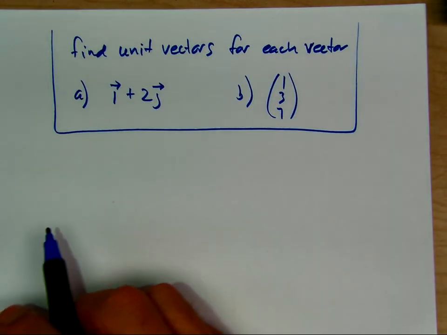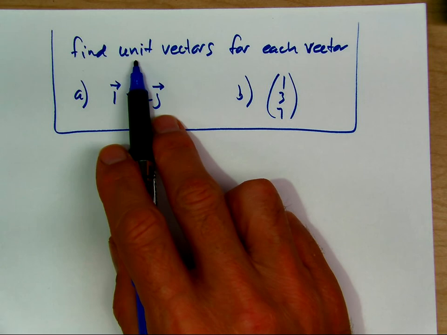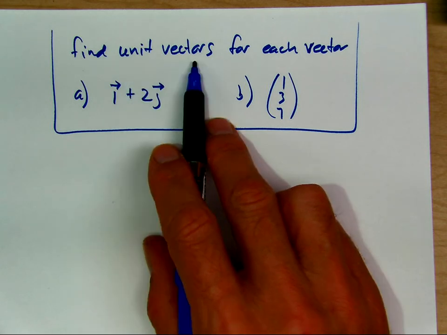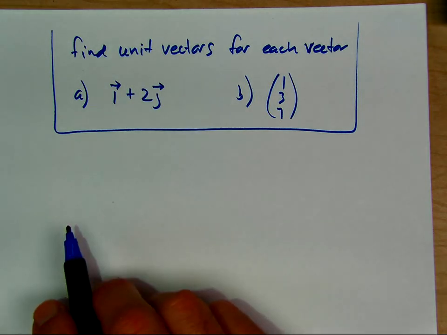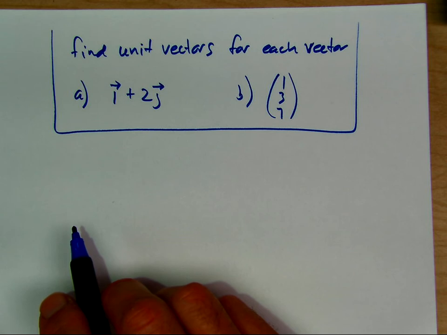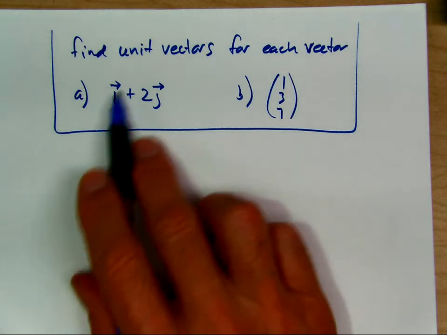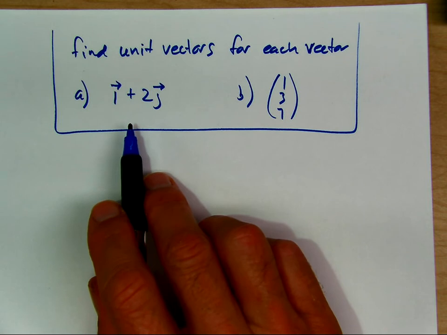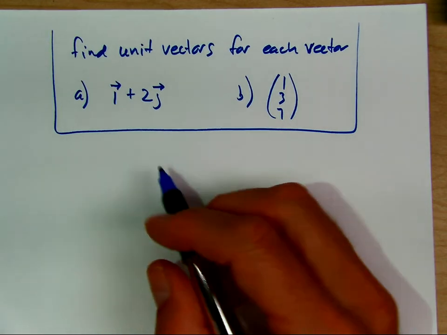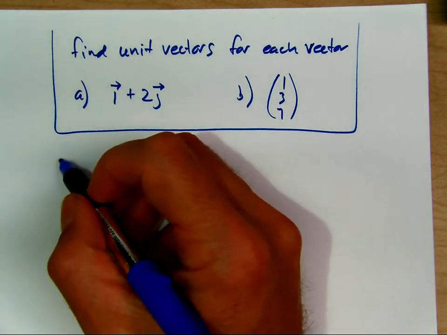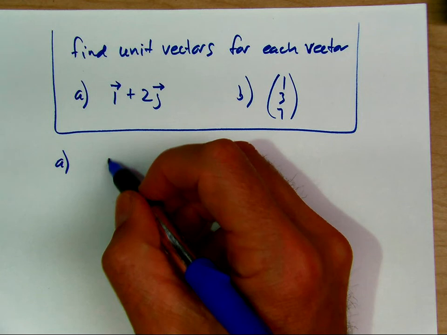So a unit vector, unit means 1. So it's a vector with a magnitude of 1, a length of 1. And we can create that by dividing this vector by its magnitude, and then it will have a magnitude of 1. So in 2 dimensions, it's easy to look at the graph.